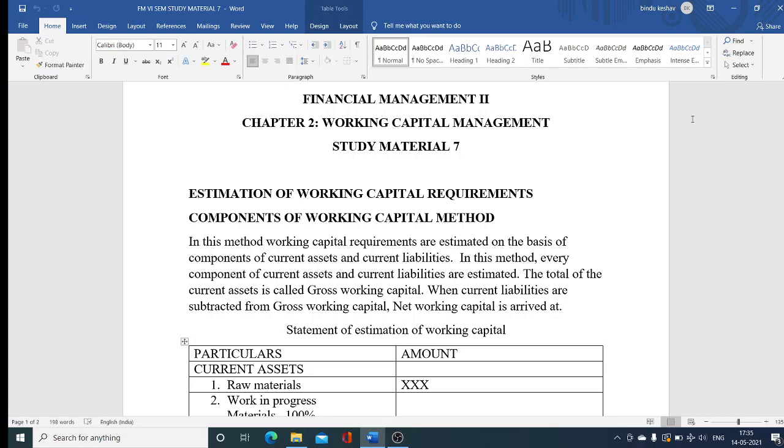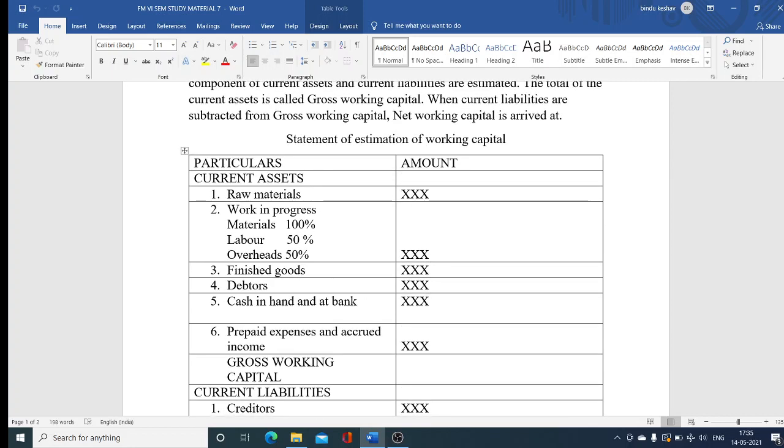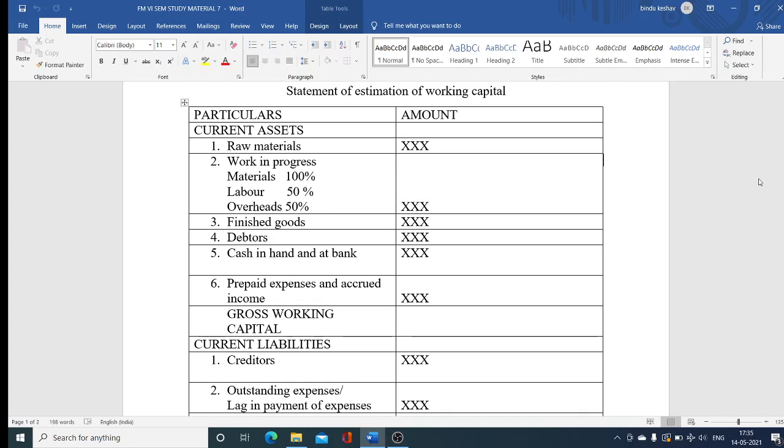That will be added, and finally the net working capital required for the year will be found out. So we'll see the format of estimating the working capital. In the statement of estimation of working capital, there are two columns, particulars and amount. We have the current assets. The first one is raw materials. Here we estimate the raw materials which will remain in stock for a given period. Then we have the work in progress.